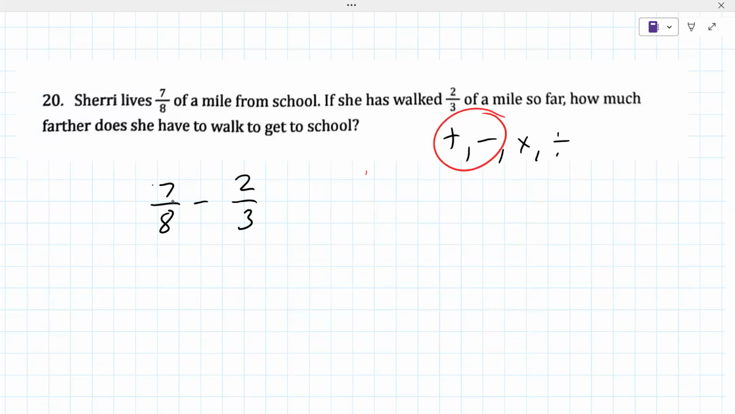5/24 of a mile left. Yes, very good. All right, you're getting the hang of this. So, okay, on to the mixed review, I guess.